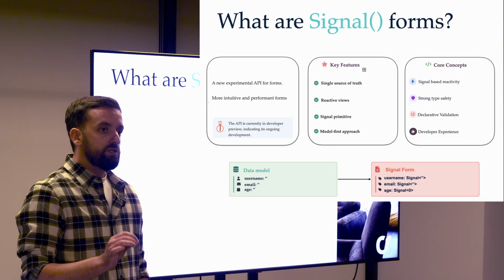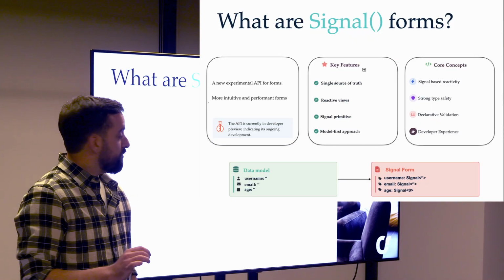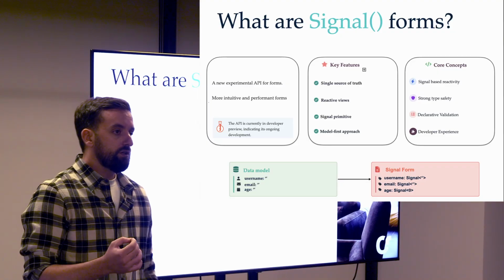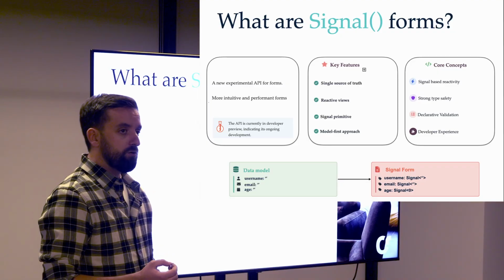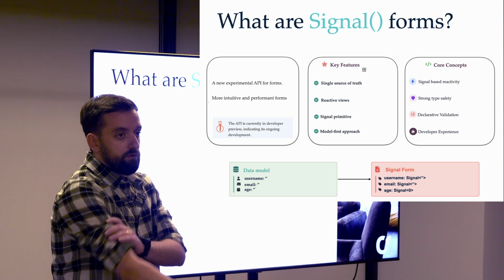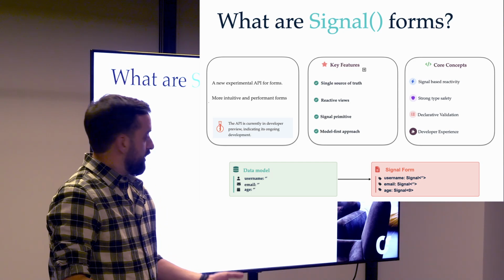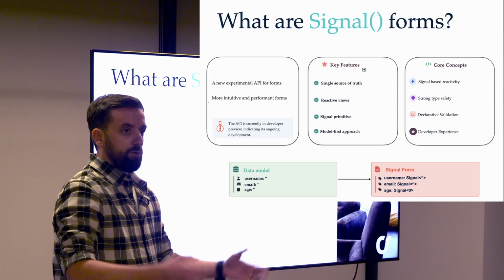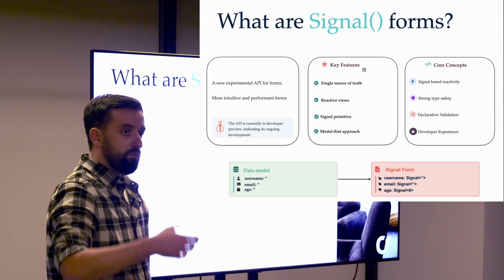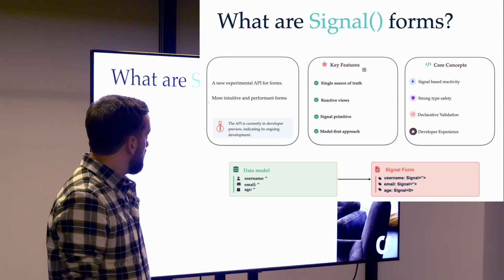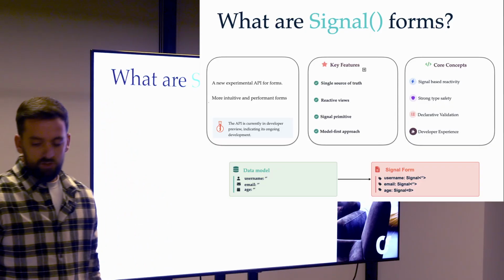Signal forms are still an experimental API that has not been released yet. It is promised to be released in Angular 21, and we can test it. It's still in the beta phase. And I think, as with everything, it will pass the beta, and then it will become mainstream, where we can play with it, use it, and create components around it.